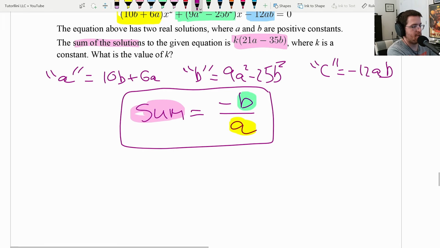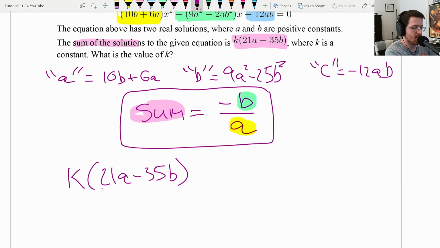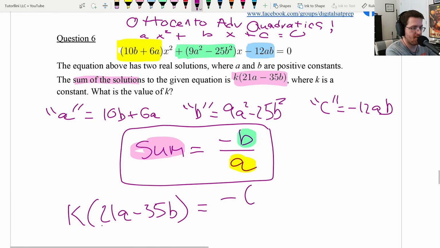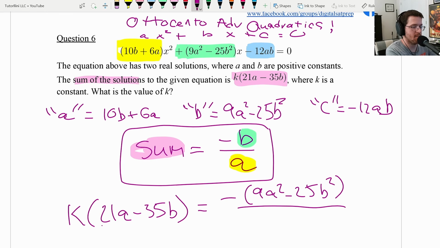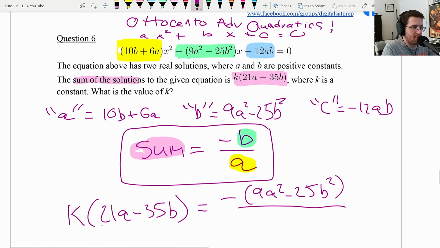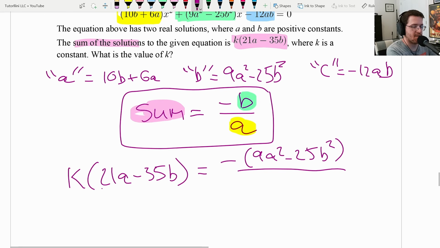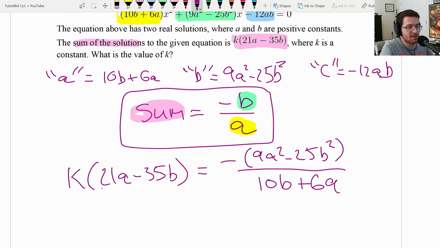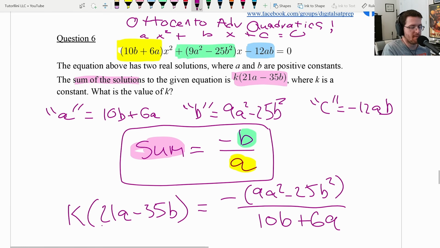All right. So K, 21A minus 35B equals minus the green, which is 9A squared minus 25B squared, over A, which is the yellow, 10B plus 6A. Great, that was probably the hardest part.